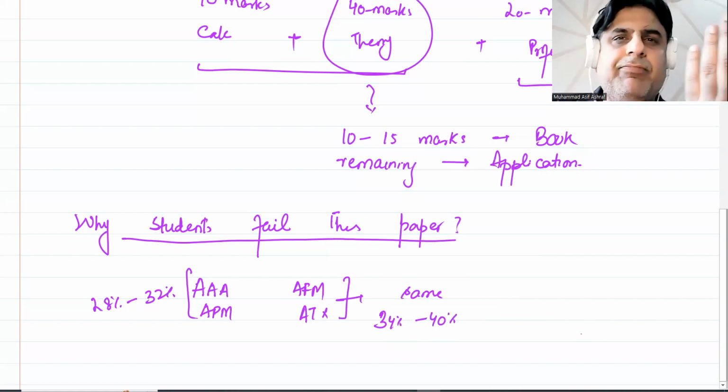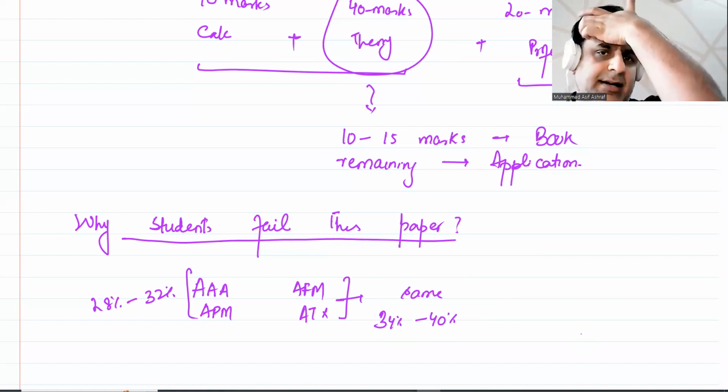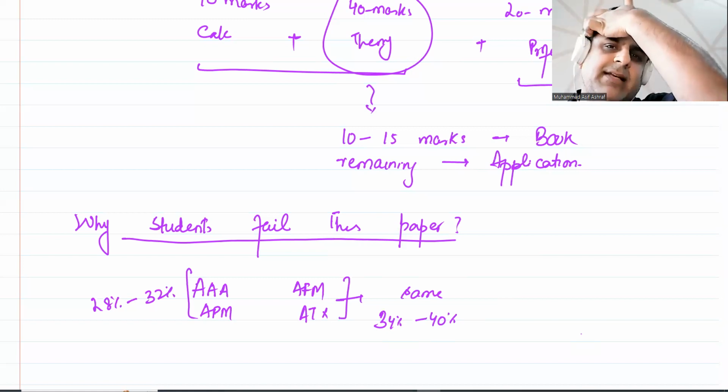AFM and ATX have almost the same passing rate, ranging from 33, 34% to sometimes 40%. So now tell me, where is the difficulty? It is a myth that the AFM paper passing rate is low. No, its passing rate is quite good.